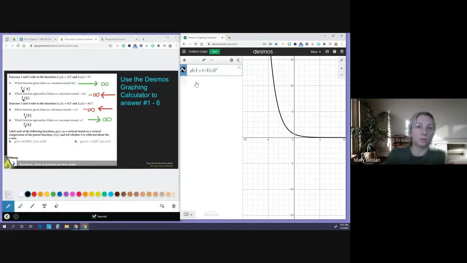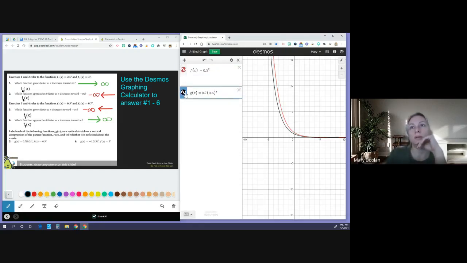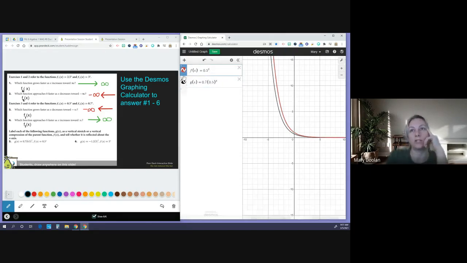So the parent function is f of x. G of x is the transformation. You have to make sure you're comparing them in the right order. The parent one is the one you start with. The red one's the parent one for me. To me, it makes more sense to type the parent one first, and you can change their order by dragging just the red dot, or the black dot, whatever color dot you have.